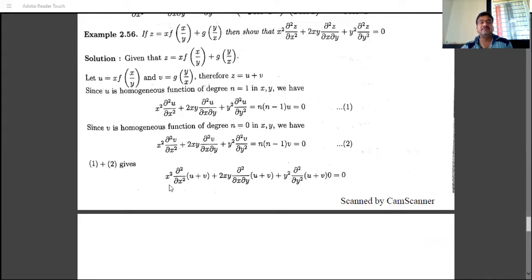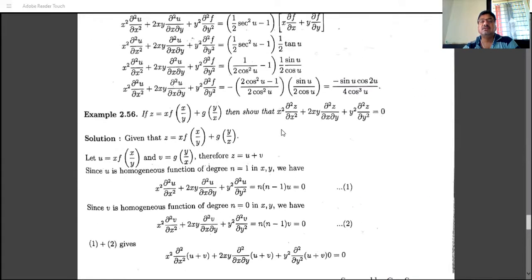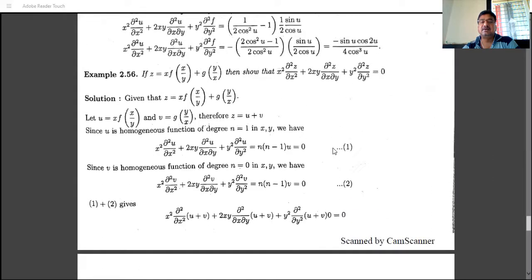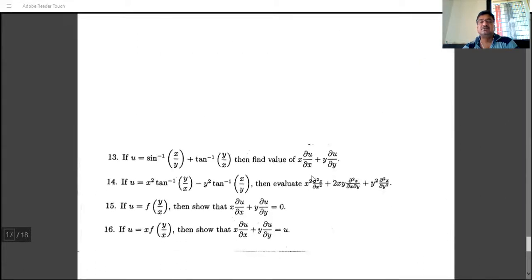And therefore x² ∂²/∂x² of u plus v, 2xy, adding 1 and 2, we have 2xy ∂²/∂x∂y of u plus v, and then u plus v at this place is equal to 0 plus 0, which is 0. So the answer of this is 0. That u plus v, that is z, we have the answer 0. This is equal to 0 as u plus v is 0.